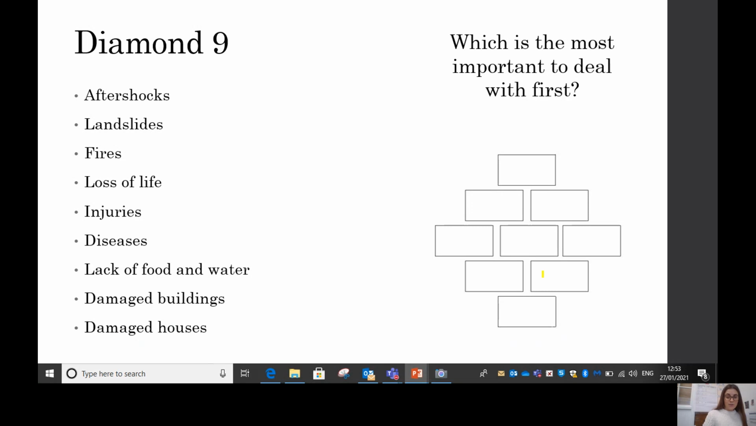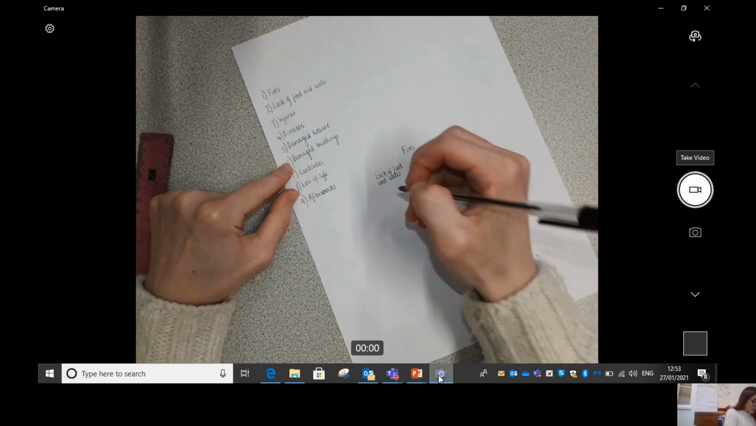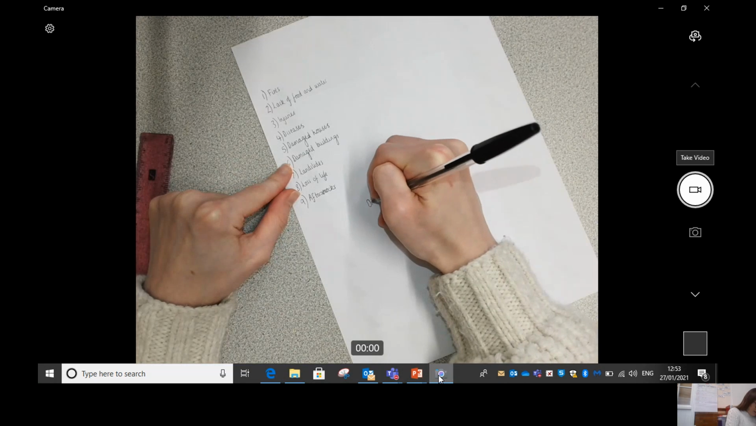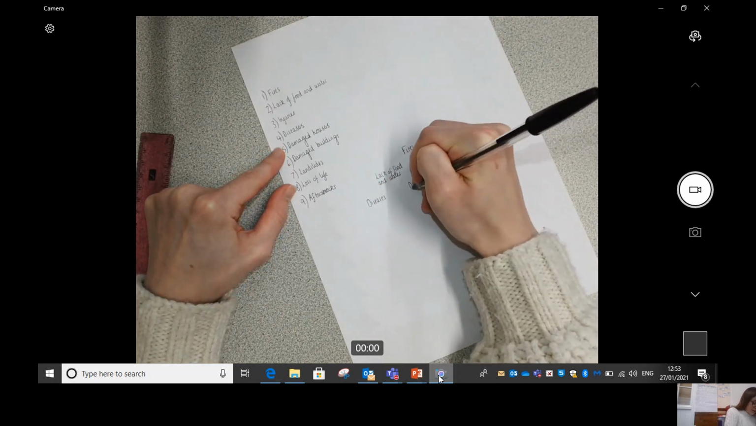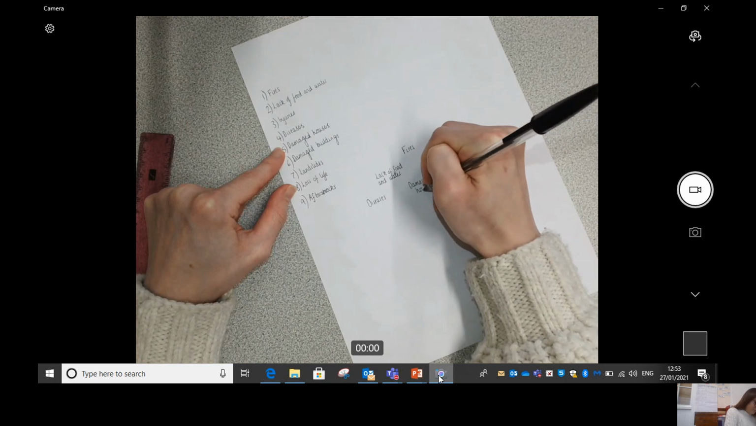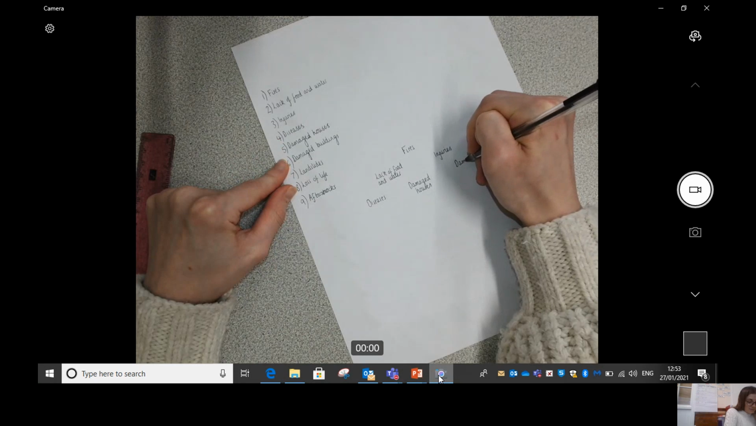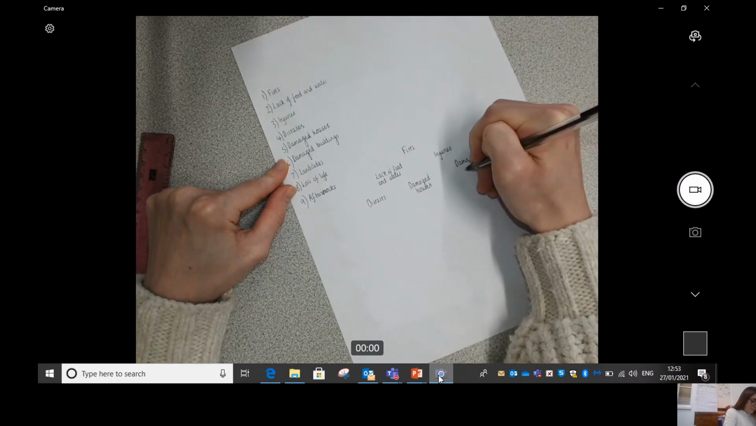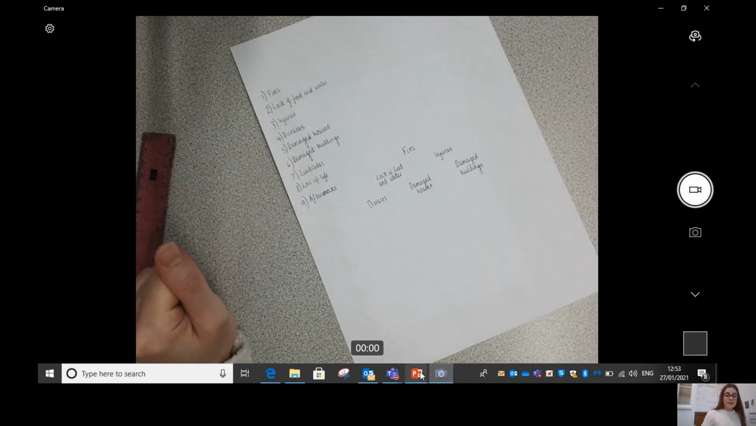I now need my next 3 important things. So that's going to be my number 4, 5, and 6. So I'm spreading it out a little bit further. Diseases, damaged houses, and damaged buildings. It's 4, 5, and 6.